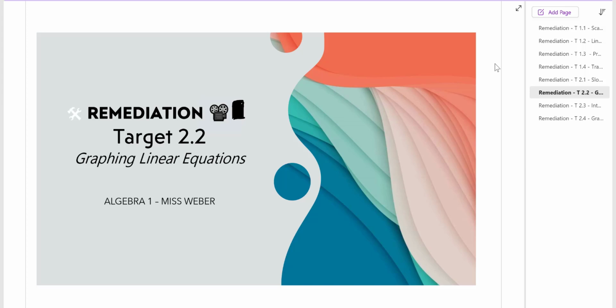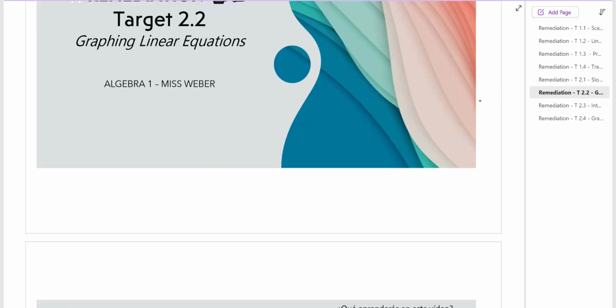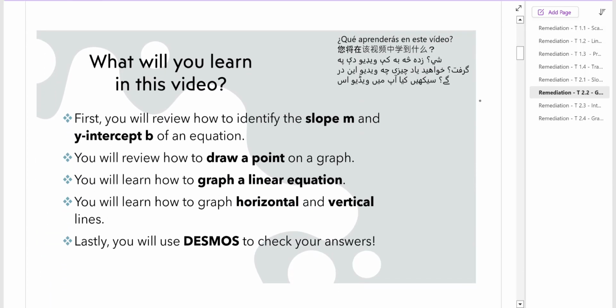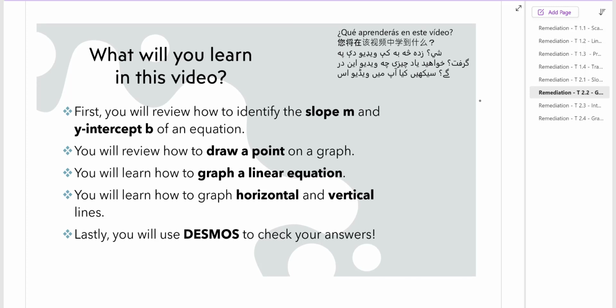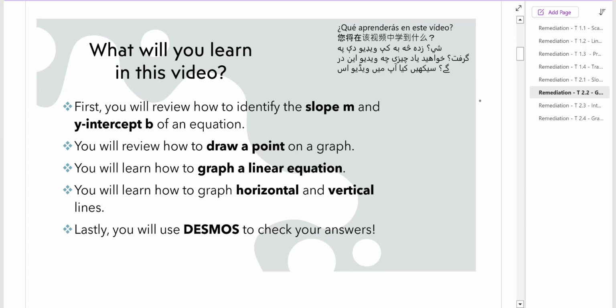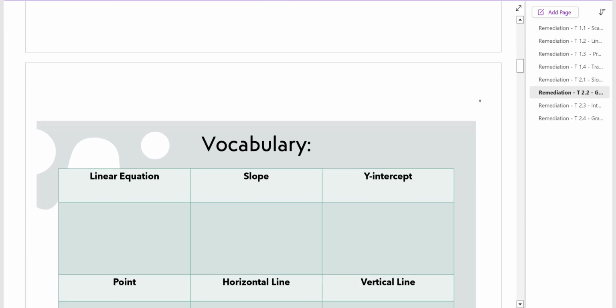This is the remediation for target 2.2, graphing linear equations. So what will you learn in this video? First, you're going to learn how to identify slope and y-intercept if you have an equation. We're going to review how to draw a point on a graph. You're going to learn how to graph a linear equation. And you're going to learn how to graph horizontal and vertical lines. Lastly, you can use Desmos to check your answers.